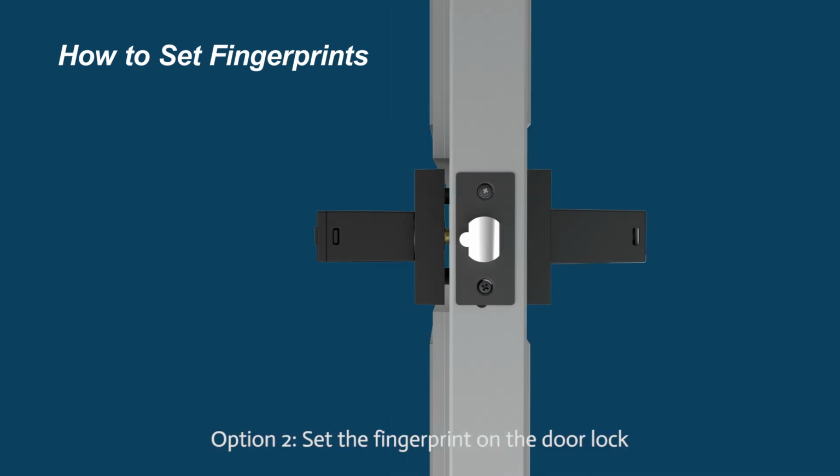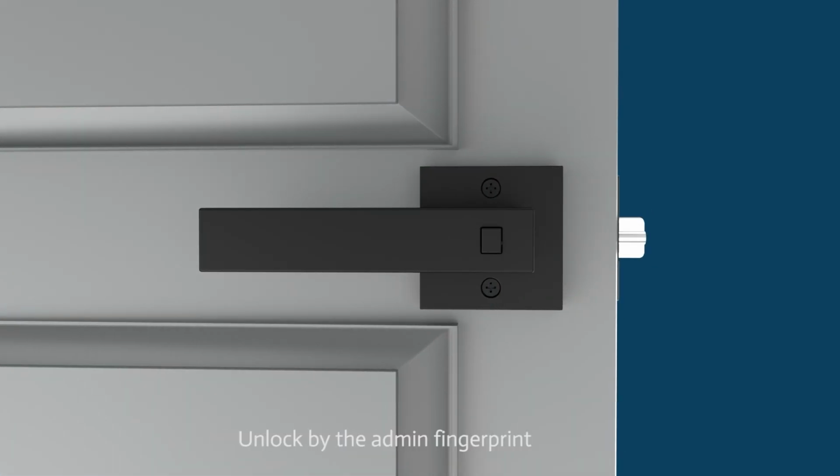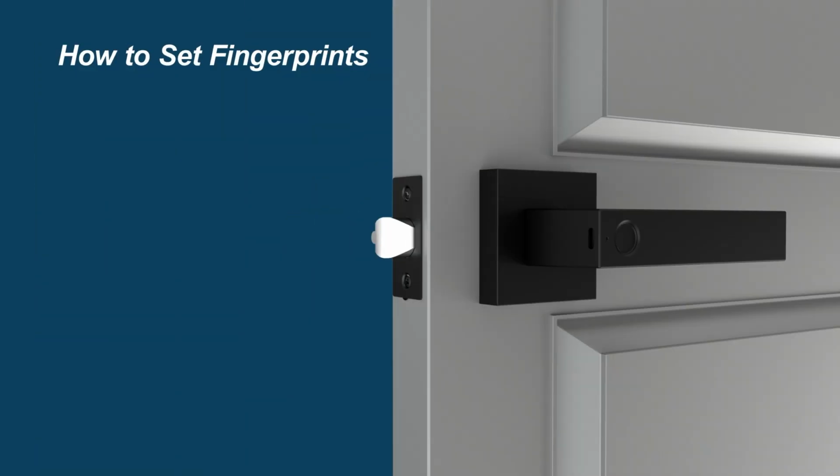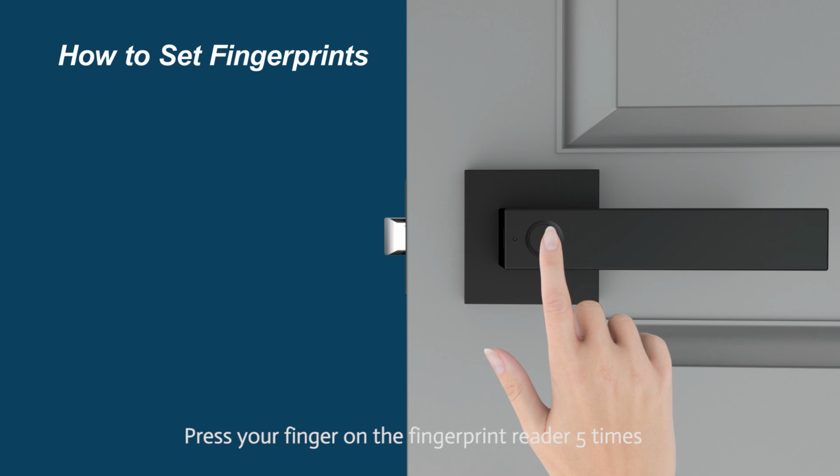Option 2. Set the fingerprint on the door lock. Unlock by the admin fingerprint. Press the set button 3 times in 5 seconds. Press your finger on the fingerprint reader 5 times.